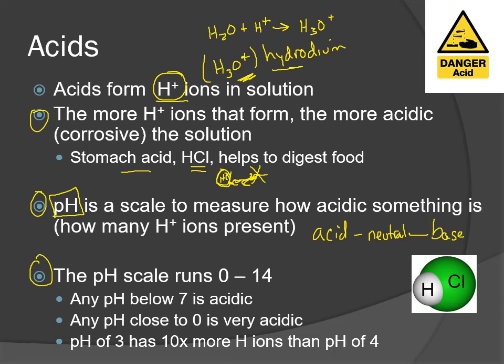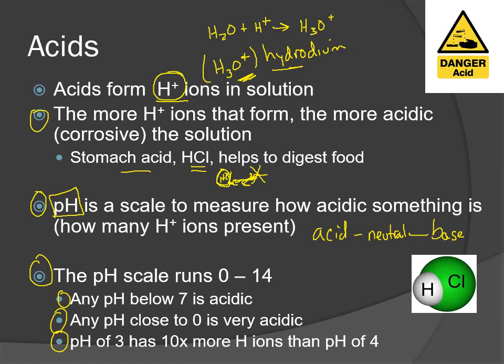Now the pH scale is a numerical scale, and it runs 0 to 14. Anything below 7 we consider acidic, and the closer you are to 0, the more acidic you are. Like stomach acid is like a 1, so it's almost 0. Battery acid is a 0, like a car battery with battery acid. So anything below 7 is acidic. Anything close to 0 is very acidic.